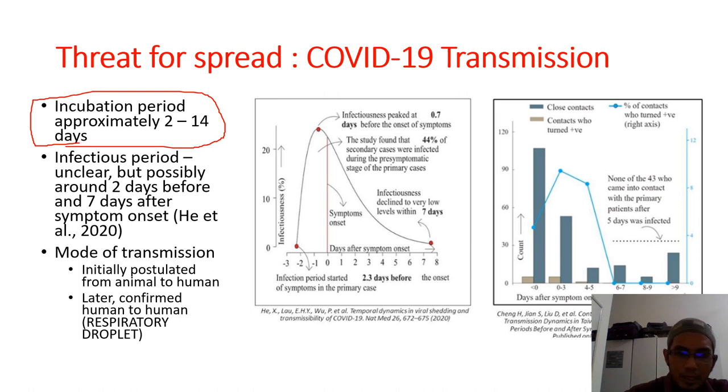The infectious period is unclear, but according to this study, which I think was done in China, they say that the period of communicability, as I've mentioned earlier, is that it can be transmitted around 2 days before and 7 days after the symptom. So if you know the day when the person gets the infection, you can trace back 2 days before to see who he or she came into contact with.